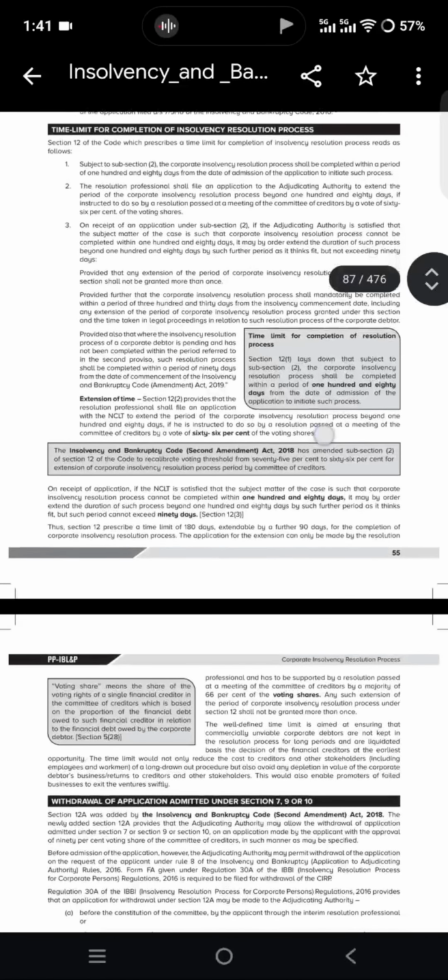Time limit for completion of CIRP. The CIRP shall be completed within a period of 180 days from the date of admission of the application to initiate the process.